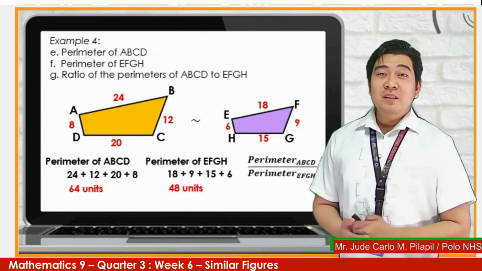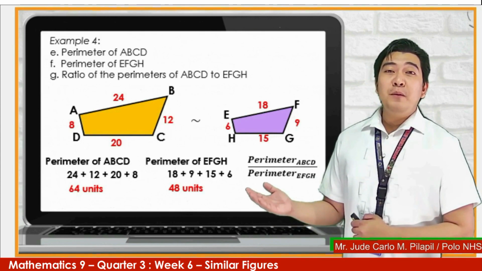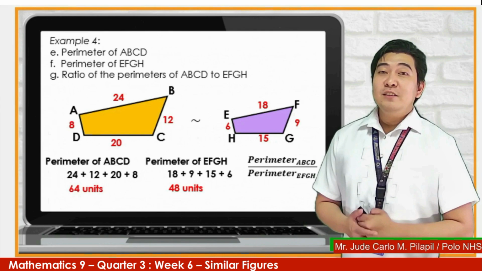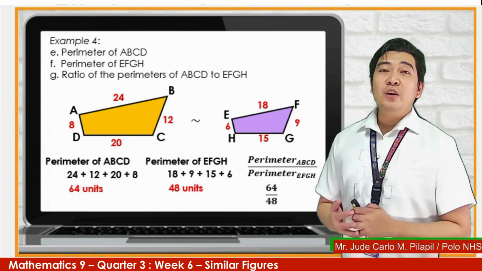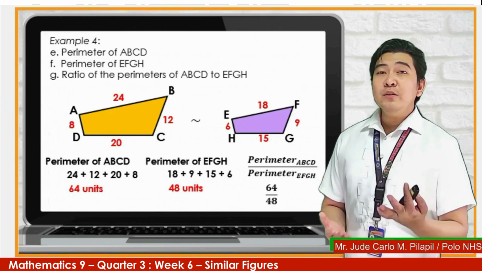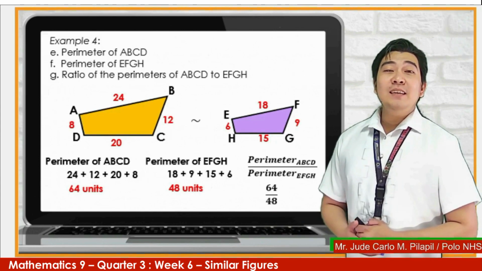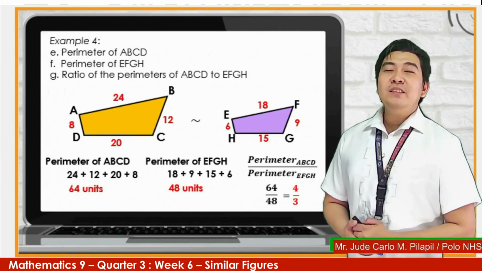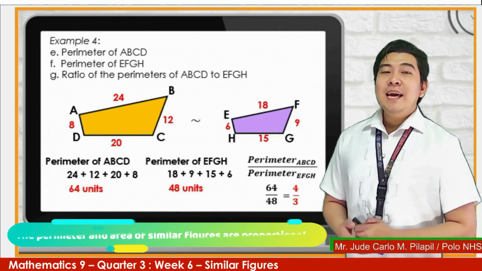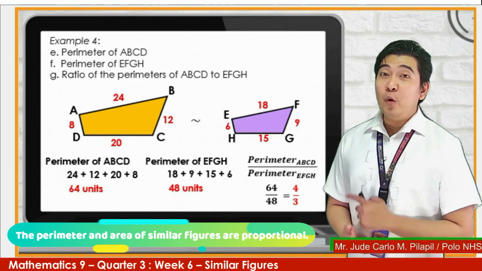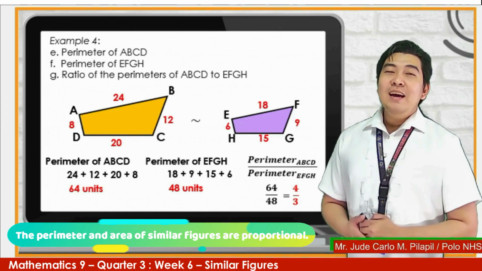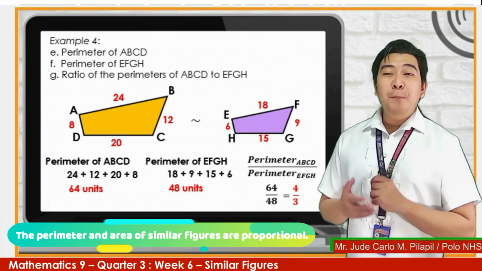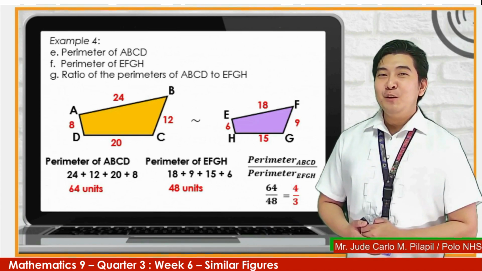The last question, we need to find the ratio of perimeter ABCD over perimeter EFGH. The result will be 64 over 48. And if we are going to simplify this fraction, it is equivalent to 4/3. If you can observe, since the ratio of the perimeters is similar to the scale factor 4/3, we can now say that the ratio of the side lengths of two similar figures are proportional to the perimeters.